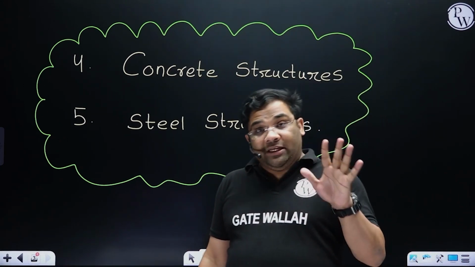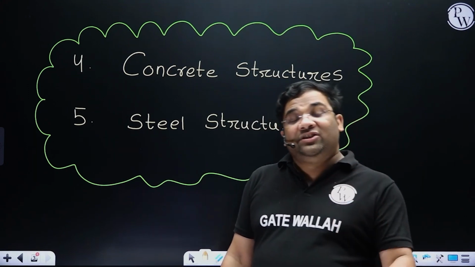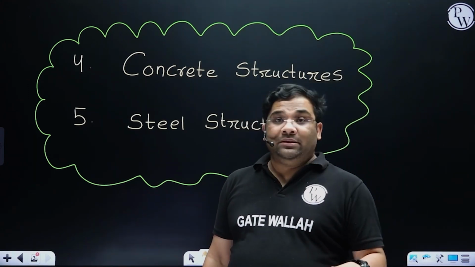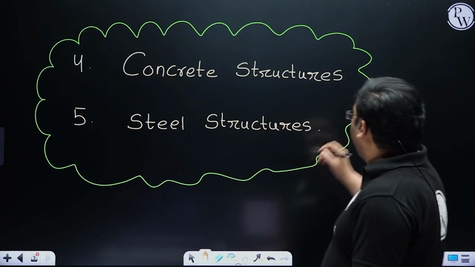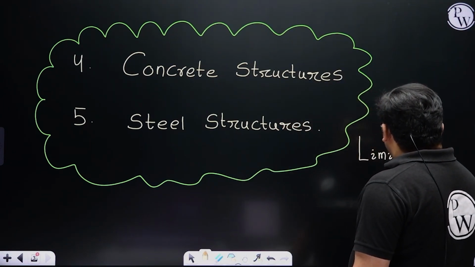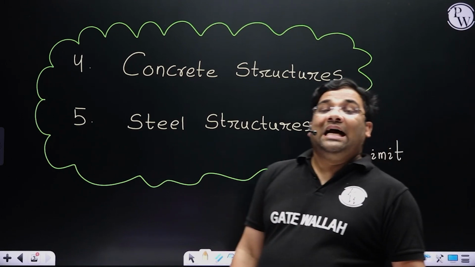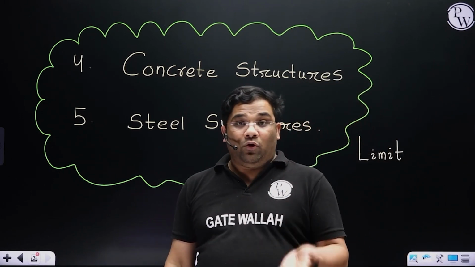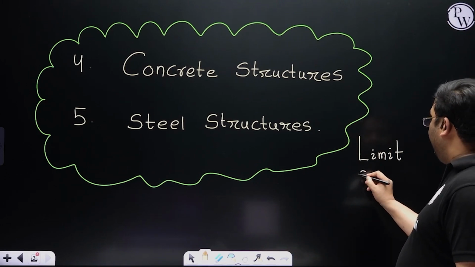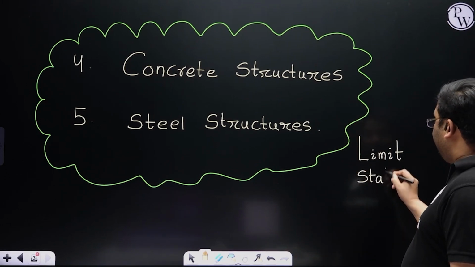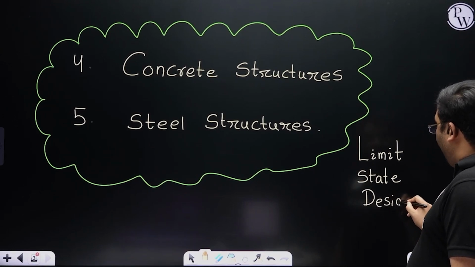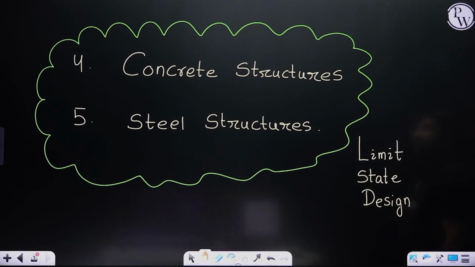The codes which we are using for understanding concrete structures and steel structures, in current times they both follow the limit state method. There are many design methodologies. So the current design methodology which is followed and which you should master is what? Your limit state method, or I can say limit state design. So you have to master the limit state design of your concrete structures and your steel structures.